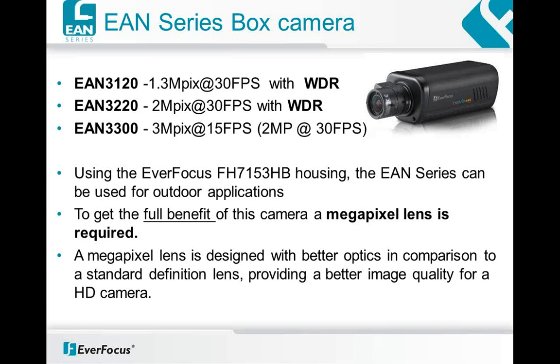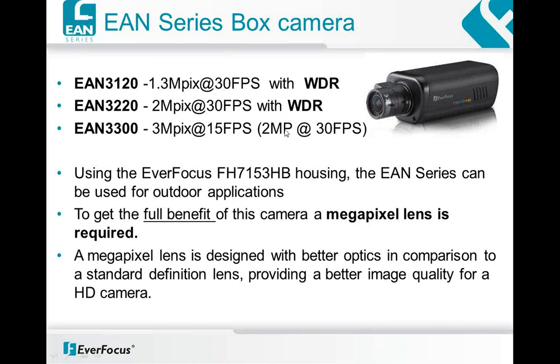The EAN series, or the box camera series, we offer this in a 1.3, 2, and a 3 megapixel camera. All of the box cameras will start with an EAN as a prefix, and then the 31 obviously is 1.3. The 3220 is 2 megapixels, and then the 3300 is a 3 megapixel camera.